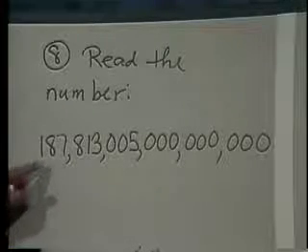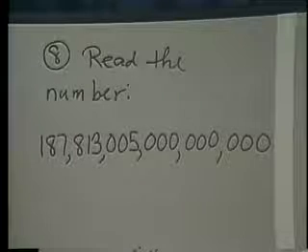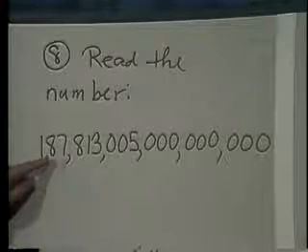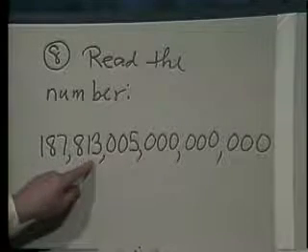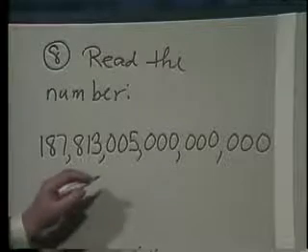Read the number. First of all, without the commas in here, this number would be almost impossible to even start to read. But with the commas, what does this tell me? I have 187 of one denomination, 813 of another denomination, and how many of another denomination? This is a little bit tricky, but be careful. 5.